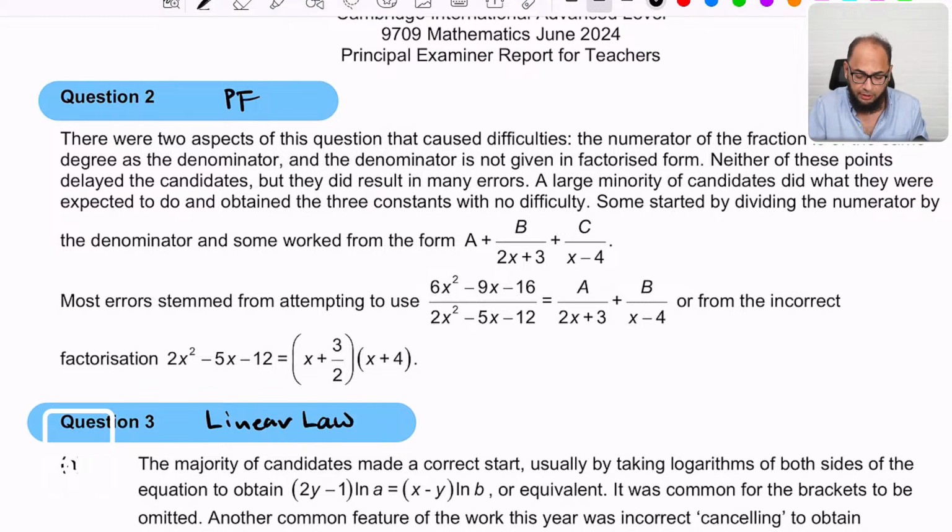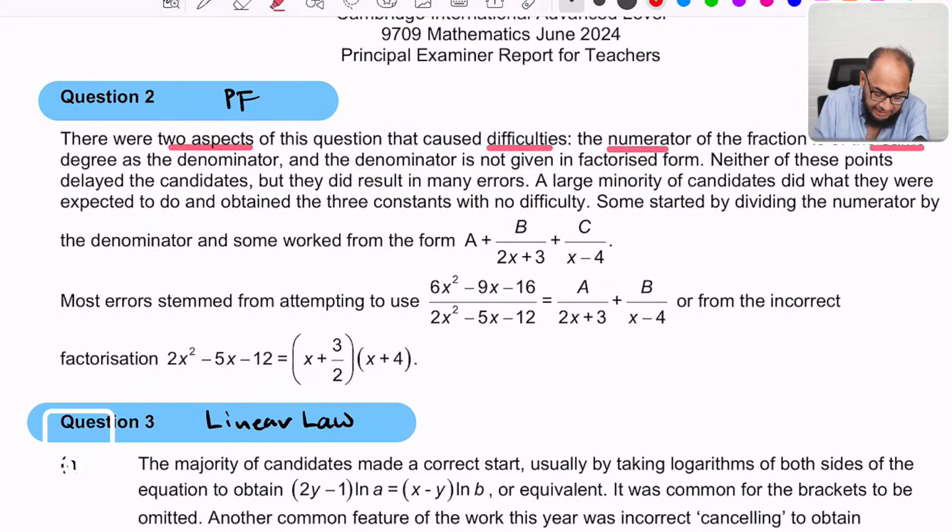Now let's have a look. What are the issues that are being raised over here? Over here, there were two aspects of this question that caused difficulties. The numerator of the fraction is the same degree as the denominator, and the denominator is not given in factorized form. So let me highlight this. There were two aspects that caused difficulties.